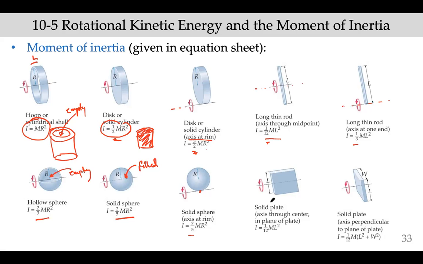For a solid plate, it's like a book. If you rotate it around this axis, in the plane of the plate, it will be 1/12. But if you rotate it around this middle point, then it will again be 1/12, but you would also have to add this other dimension. So L is this dimension and W is this dimension.